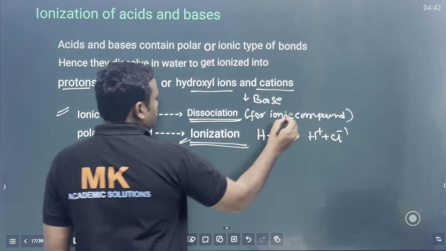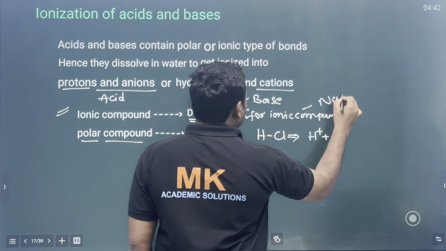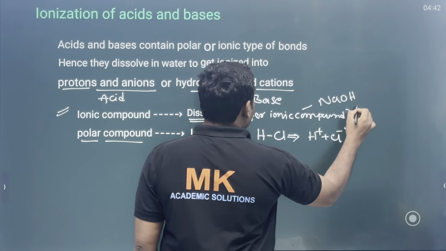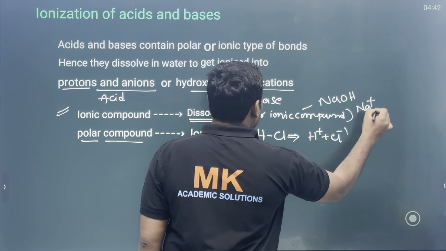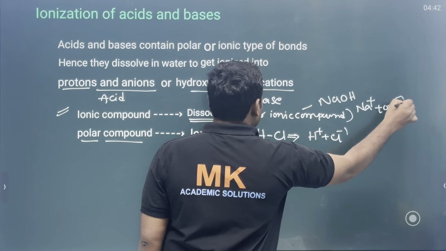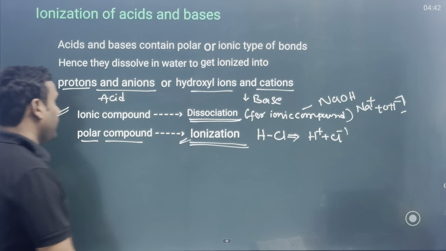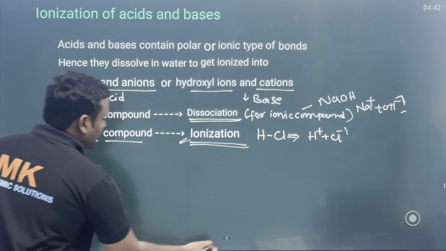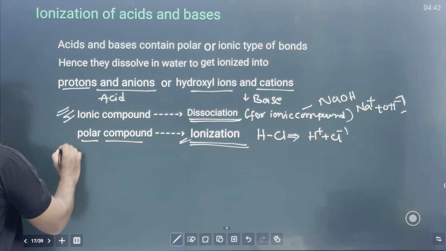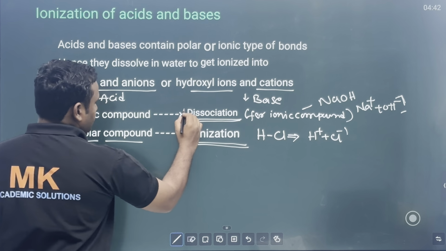So for dissociation, for example, you take NaOH, sodium hydroxide. It is a completely ionic compound. It dissociates as Na plus and OH minus ions. Okay. That is the meaning of ionization and dissociation.